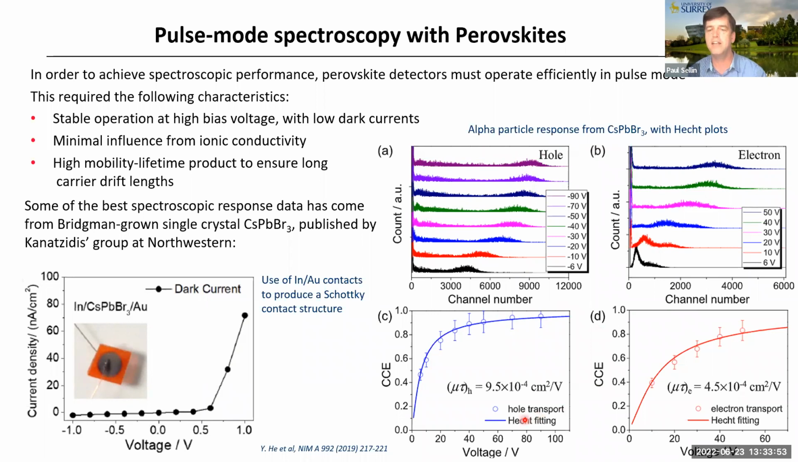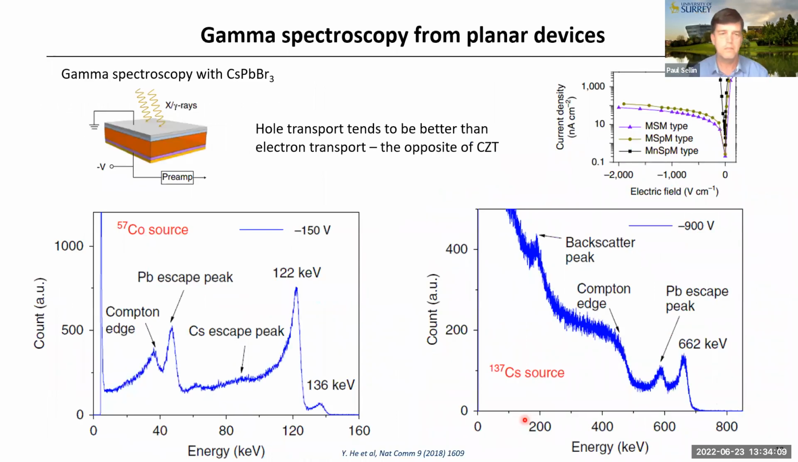When you do the analysis, you get the mobility lifetime product, and both these materials were coming in at mid to high 10 to the minus 4 centimeters squared per volt, which is pretty respectable for a new detector material. So gamma spectroscopy has been reported from cesium lead bromide with some quite nice results. Again, this is from the Northwestern Michigan collaboration.